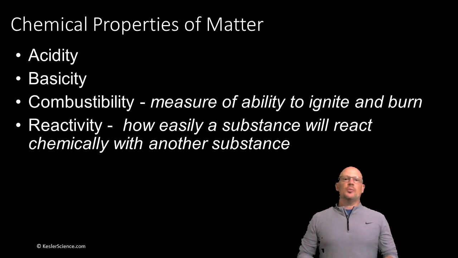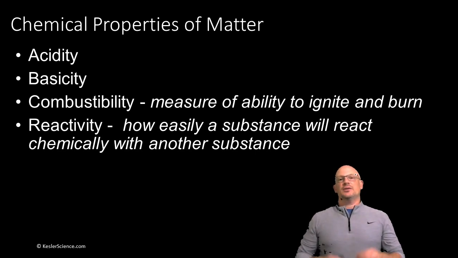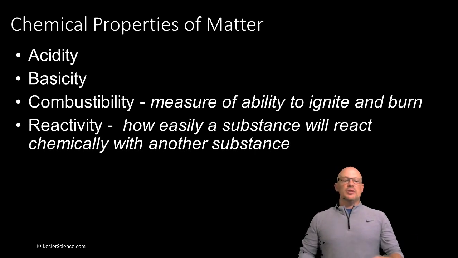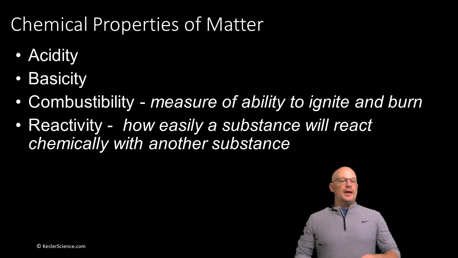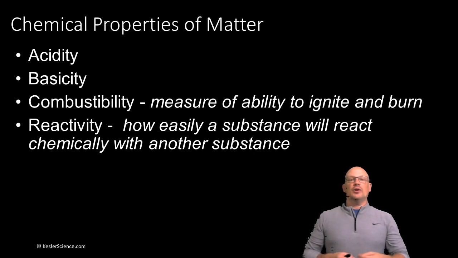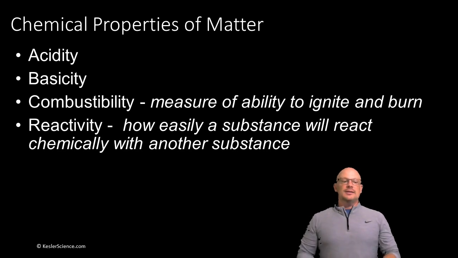Chemical properties are a little bit different. They deal with how that matter reacts with other things. So things like acidity and basicity, whether it's an acid or a base, we'll talk about later in this semester. Right now you just need to be able to recognize that as a chemical property. Combustibility is the measure of its ability to ignite or burn, so how easily something burns. Or reactivity, how easily something reacts chemically with another substance. You'll notice in each of these that we're looking at a chemical level or even a molecular level, versus just a physical outward appearance.